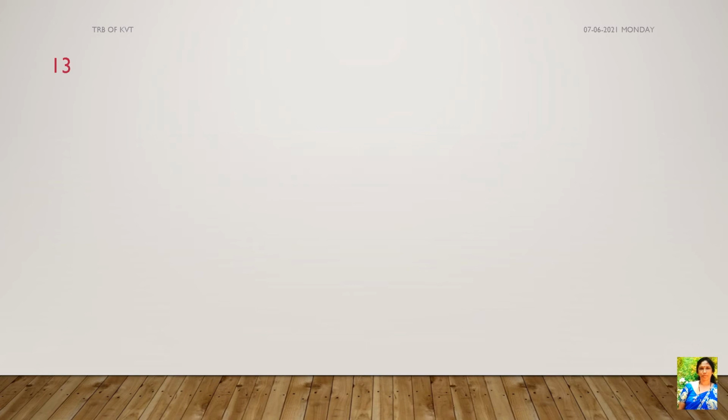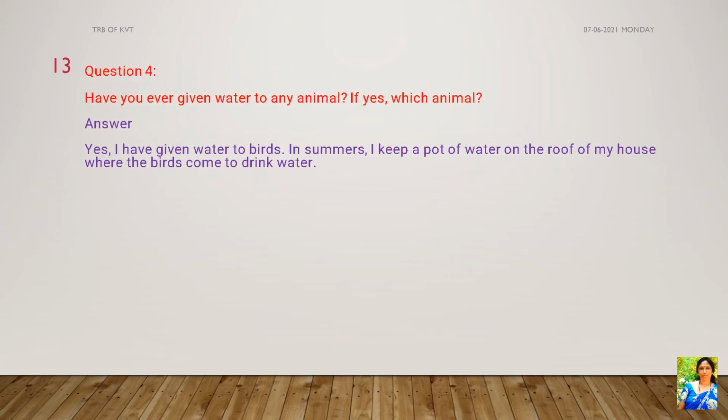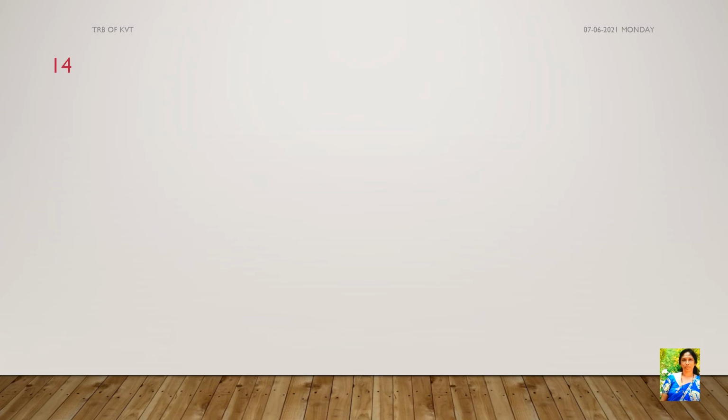The next question: have you ever given water to any animal? If yes, which animal? Yes, I have given water to birds. In summers, I keep a pot of water on the roof of my house where the birds come to drink. The next question.